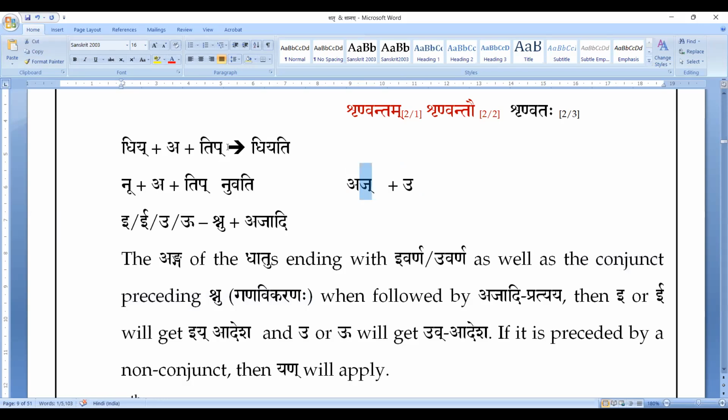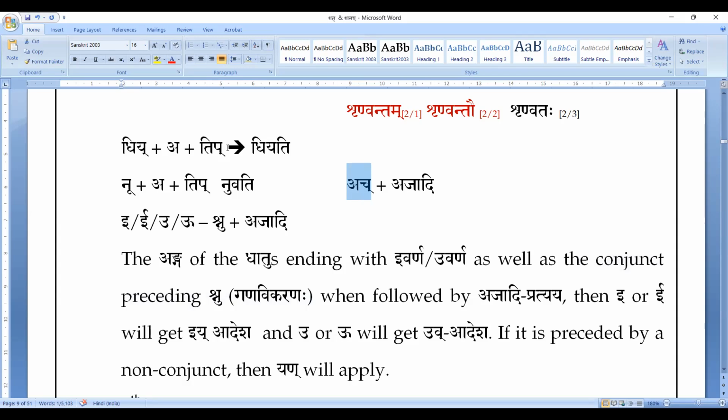Then where is this Ajadi Pratyaya preceded by a conjunct? There is no conjunct, right? Understand? The dhatu is ajanta, ikaranta or ukaranta, when followed by Ajadi Pratyaya. Ajanta dhatu means ending with a vowel. The vowel must be preceded by a consonant, like in the case of the.